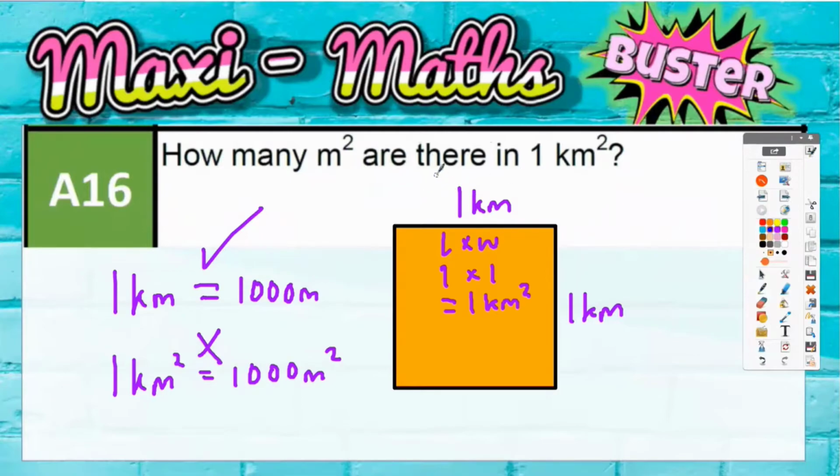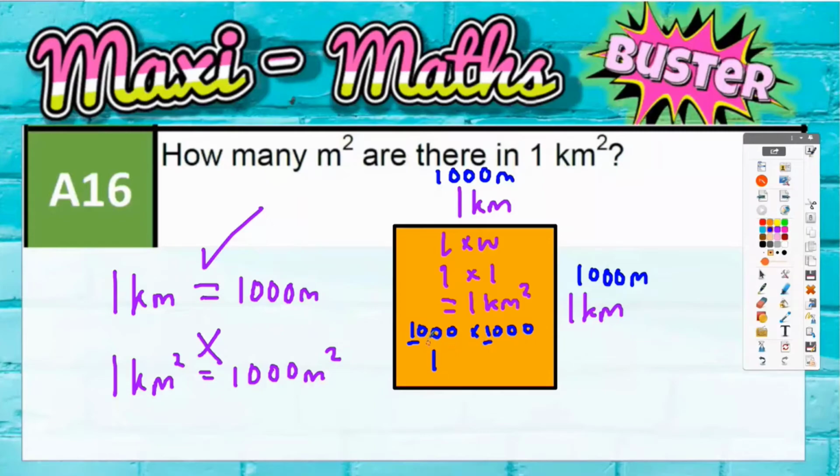meters, 1 kilometer is 1,000 meters along the top there, and the 1 kilometer down the side is another 1,000 meters down the side. So when you're doing the area in meters squared, as opposed to kilometers squared, if it's kilometers squared, you're doing 1 times 1. But when it's meters squared, you're not doing 1 times 1, you're doing 1,000 times 1,000. And 1,000 times 1,000, well, you cover up all the zeros and just do 1 times 1, which is 1.